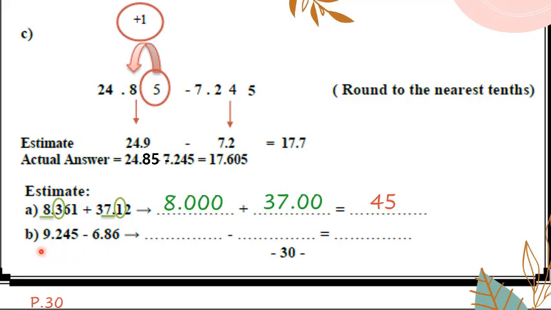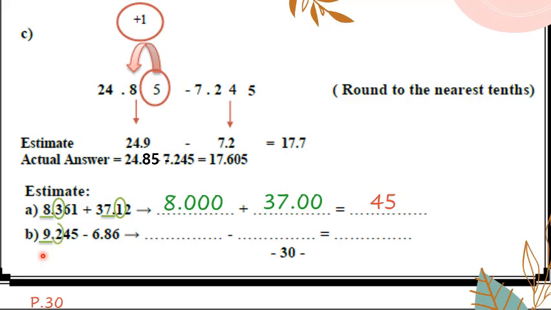In example B, 9.245 minus 6.86. Here I want to make subtracting. He wants from me to make estimation. So estimation means closer. So he told me here, only estimate without mentioning rounding to nearest ones or tenths. So the easiest one is to make rounding to the nearest ones. So I will underline the ones. The ones here is 9.